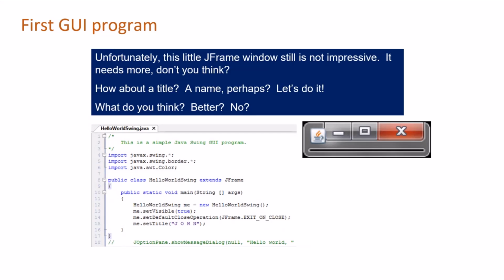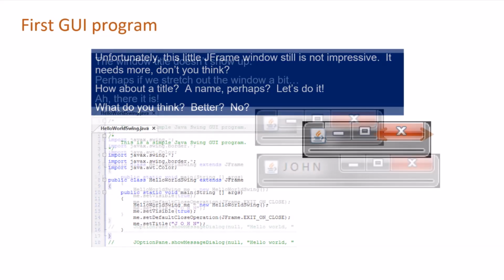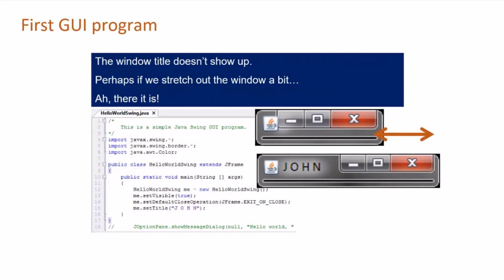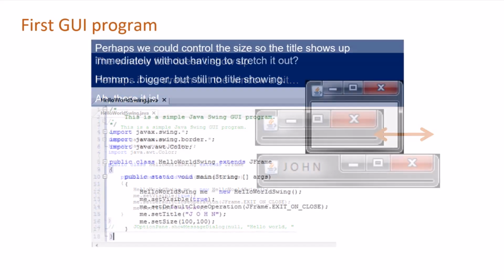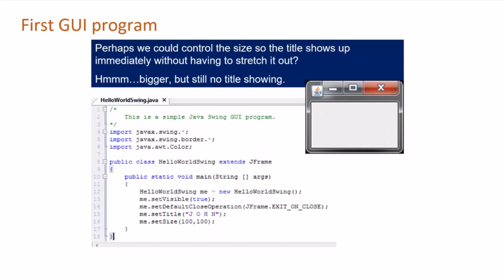It needs more, don't you think? How about a title? A name, perhaps? Let's do it. What do you think? Better? No? The window title doesn't show up. Perhaps if we stretch out the window a bit, there it is. Perhaps we could control the size so the title shows up immediately without having to stretch it out.